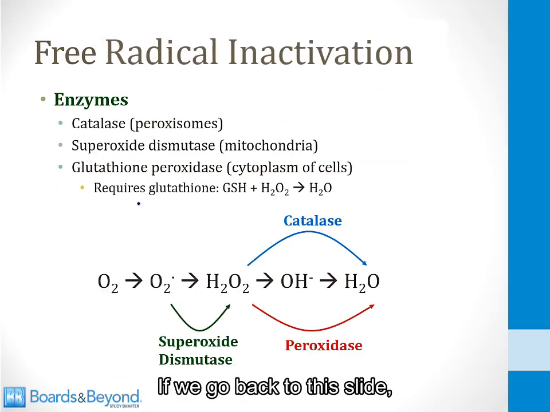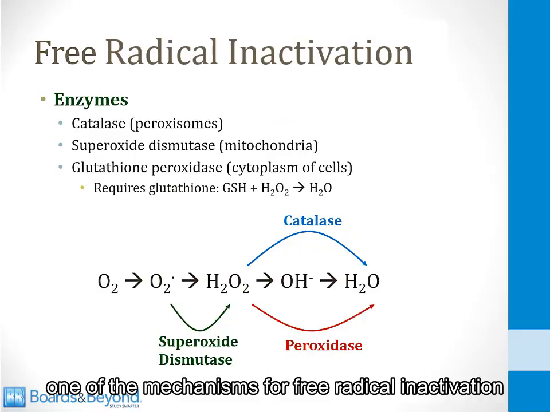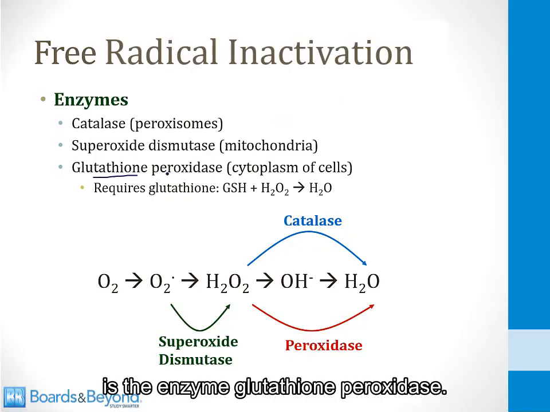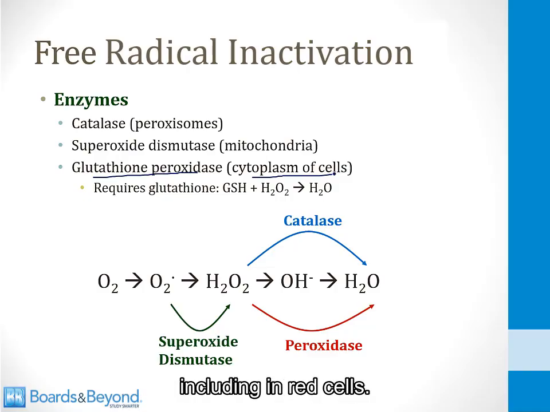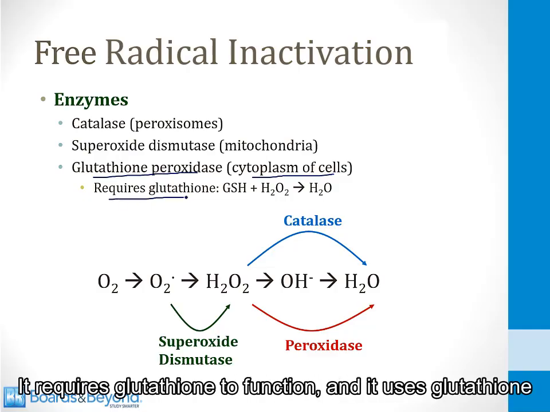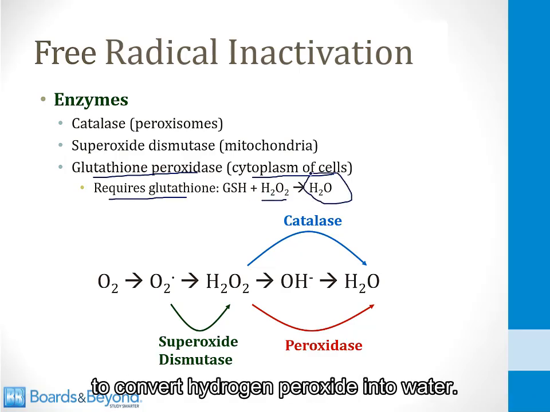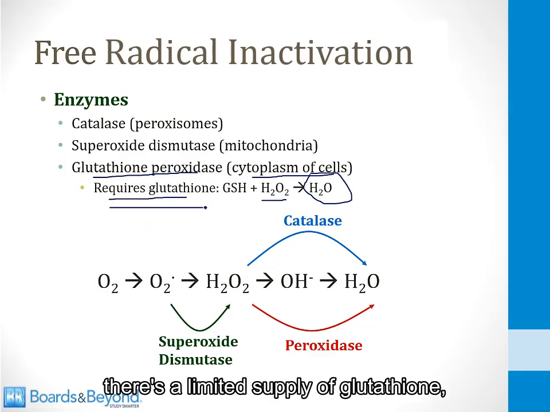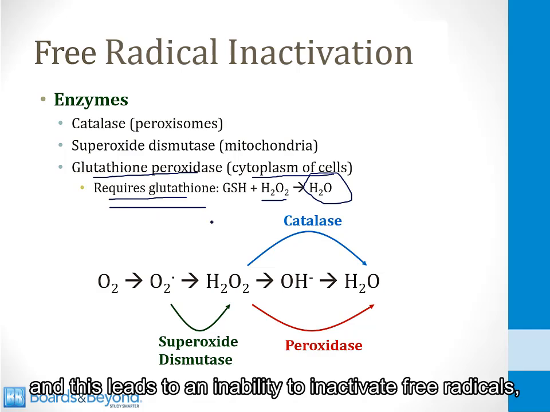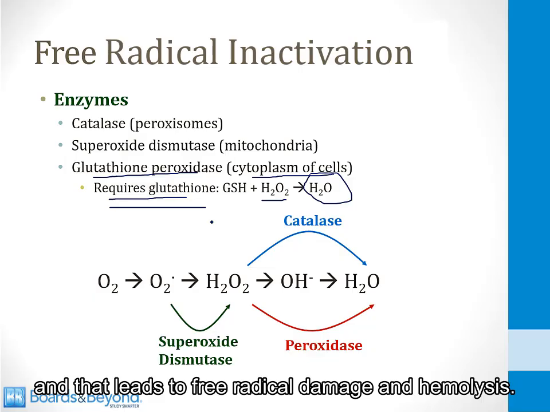If we go back to this slide, one of the mechanisms for free radical inactivation is the enzyme glutathione peroxidase. It's found in the cytoplasm of cells, including in red cells. It requires glutathione to function, and it uses glutathione to convert hydrogen peroxide into water. So in a person with G6PD deficiency, there's a limited supply of glutathione, and this leads to an inability to inactivate free radicals, and that leads to free radical damage and hemolysis.